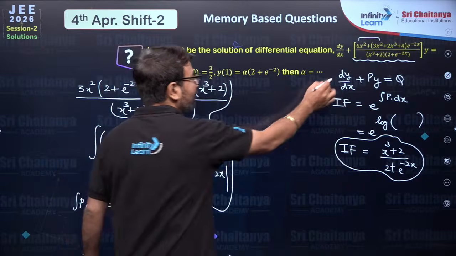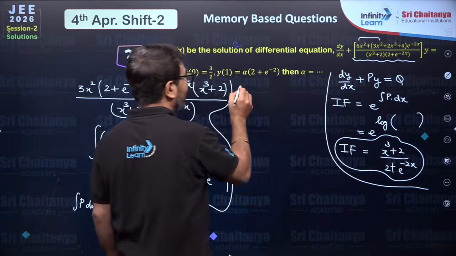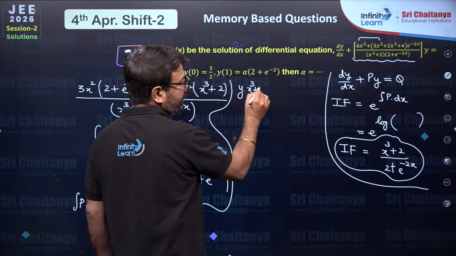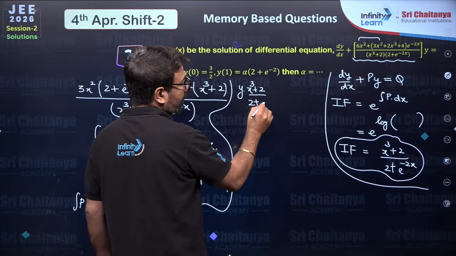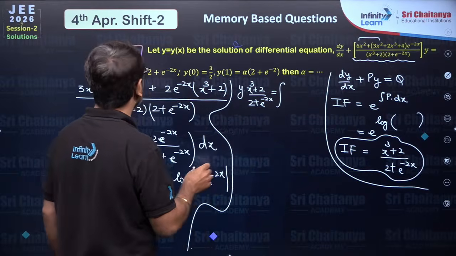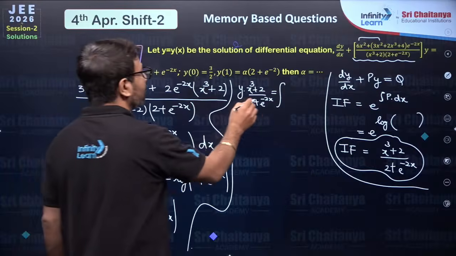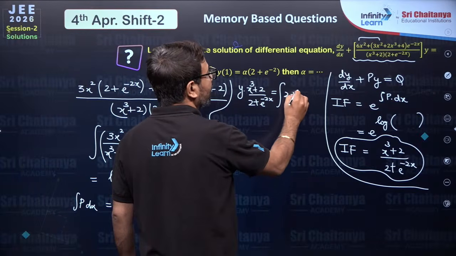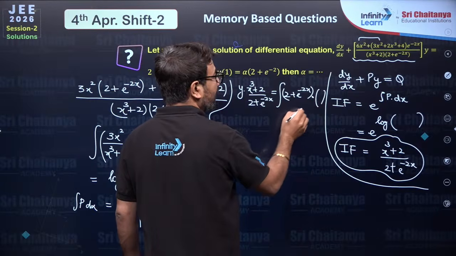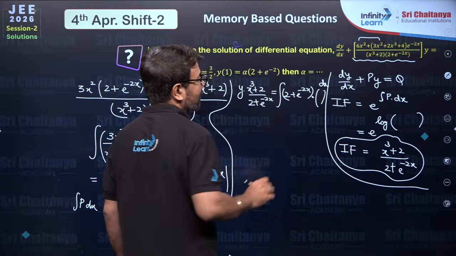So for finding the solution, I will write y into integrating factor is equal to integration of q. What is q? Q is this 2 plus e raised to the power minus 2x. Q into integrating factor, and then integration with respect to x plus c.